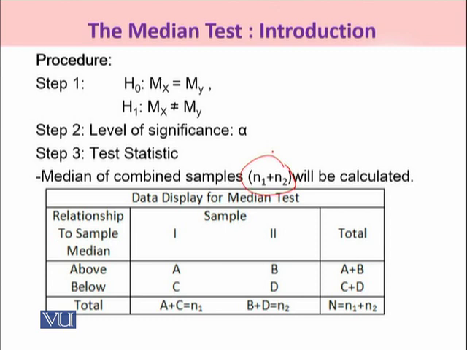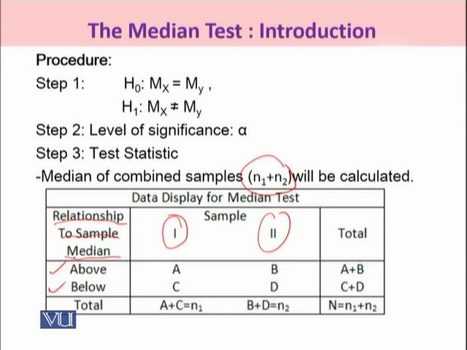The next thing you would have to do is draw a contingency table. Students, in this contingency table that you see on the screen, in the columns you can see the sample, so sample number 1 and sample number 2. Whereas if you are talking about the rows, there you can see the relationship to the sample median. Now here in relationship, students, there are two categories. One, the values, the actual observations that fall above the median, and for the second case, the observations that fall below the median.